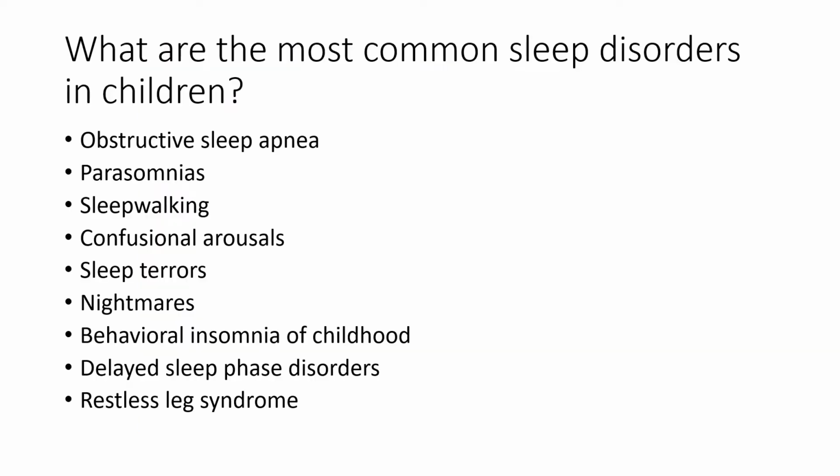So in today's presentation, I'm going to cover many topics that are part of the common sleep disorders in children. I'm going to be talking about obstructive sleep apnea. Obstructive sleep apnea is not just for adults, but typically the reason for the obstruction is different, and we're going to get a little bit more into it. We have parasomnias. Now, parasomnias can include sleepwalking, confusional arousals, sleep terrors, nightmares, behavioral insomnia of childhood, delayed sleep phase disorder, restless leg syndrome. All of these are parasomnias. We're going to get a little bit into each one, and hopefully by the end of the presentation, you'll have a clear understanding of the disorders that are common with children.